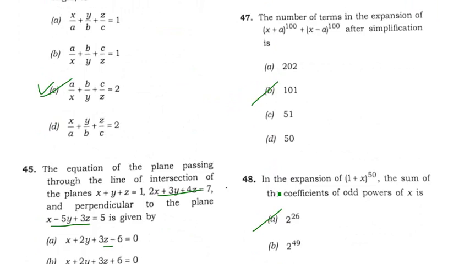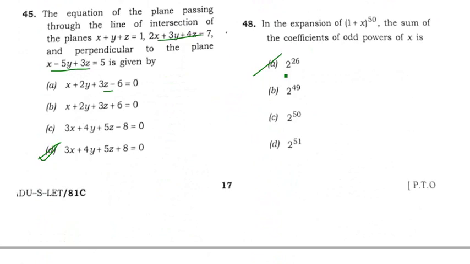The number of terms in the expansion of (x plus a) to the power 100 plus (x minus a) to the power 100 after simplification. So this is kind of tricky but simple one. 101. In the expansion of (1 plus x) to the power 50, the sum of the coefficients of odd powers of x is. So you know how to solve this question. 2 to the power 49.